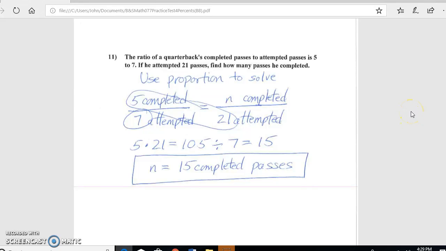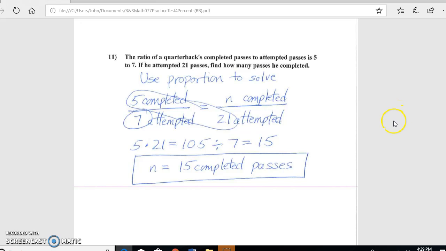This is the practice test for percents, and here we're looking at problem number 11. The problem states that the ratio of a quarterback's completed passes to attempted passes is 5 to 7. If he attempted 21 passes, find how many passes he completed.